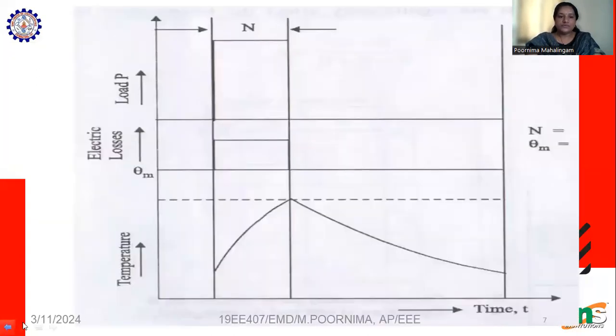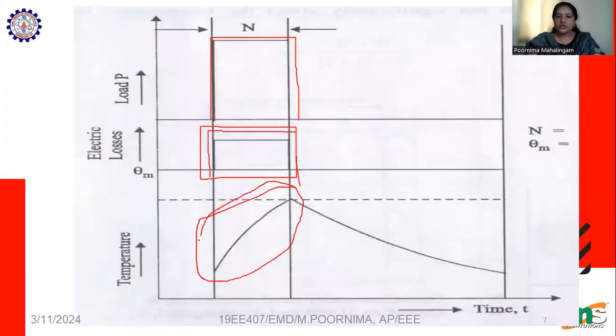Here we can see the picture. When the load is on for a particular time, the loss is constant for that time, and the temperature reaches its maximum value. After the motor is stopped, the loss comes to zero. The temperature cools and reaches the ambient temperature.